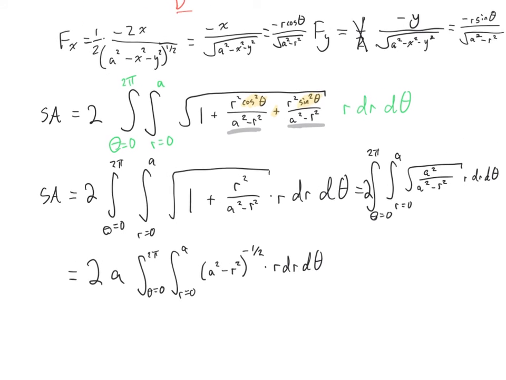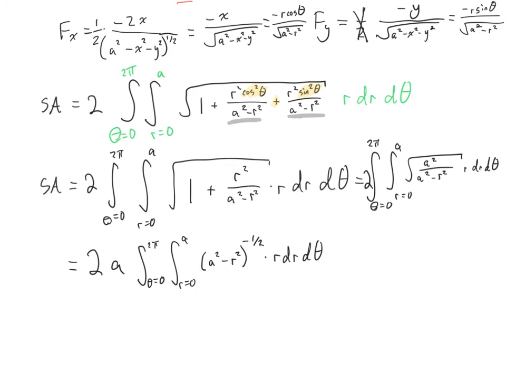So my integral at this point, I should do a little u sub, so a squared minus r squared is going to be u. So du is minus 2r dr. And so if I put minus 2 here, I have to also divide by minus 2 outside. And so that gives me a minus a.